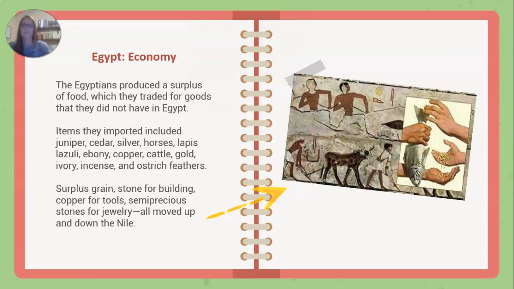Egypt economy. The Egyptians produced a surplus of food, which they traded for goods that they did not have in Egypt. Items they imported included juniper, cedar, silver, horses, lapis lazuli, ebony, copper, cattle, gold, ivory, incense, and ostrich feathers. Surplus grain, stone for building, copper for tools, semi-precious stones for jewelry, all moved up and down the Nile.